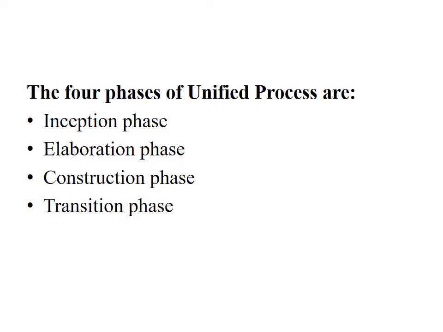The iterations are spread over 4 different phases, where each phase consists of one or more iterations. The 4 different phases of unified process are listed here: the inception phase, elaboration phase, construction phase and transition phase. Let us see all the 4 different phases in detail.